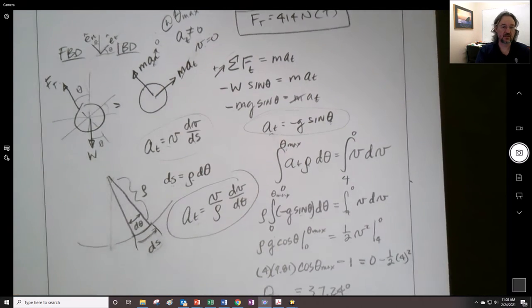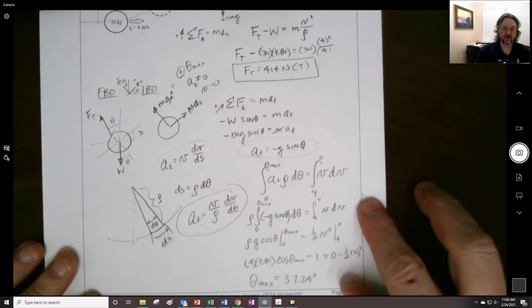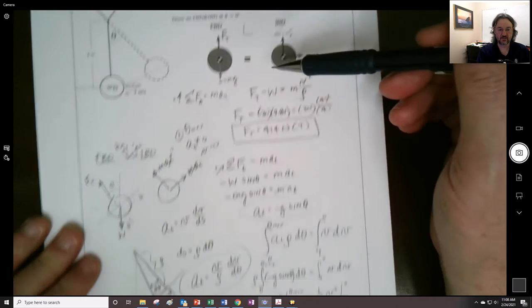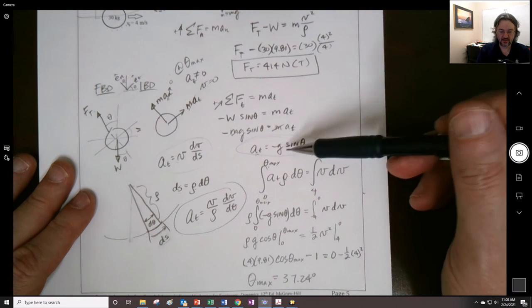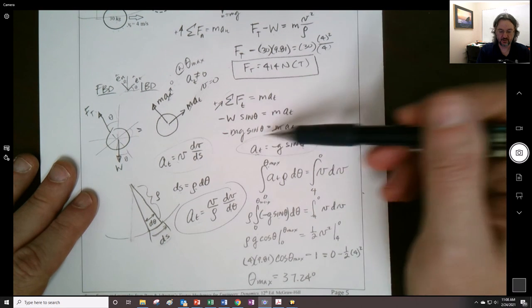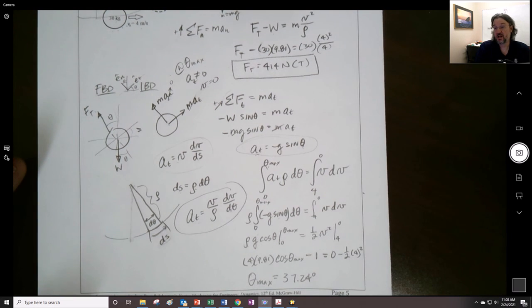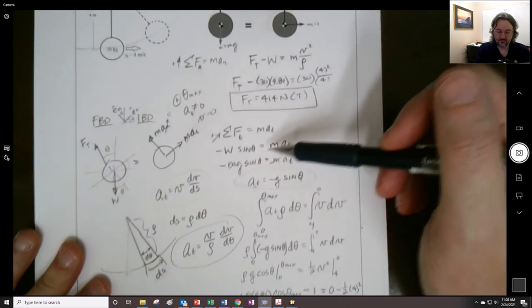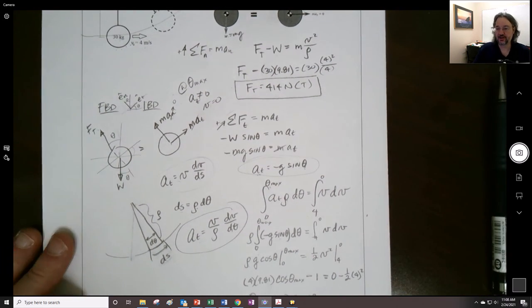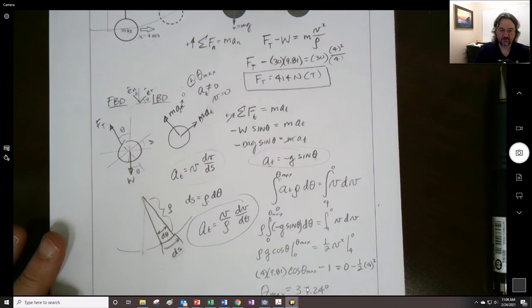But this is using path coordinates to solve the seemingly easy problem of getting this maximum angle. It's also using the kinematics as part of this, and you could see that the kinematic relationship that we normally would just be given in kinematics, where acceleration is a function of theta, well, where did it come from? It came from using the path coordinates in a kinetics problem. So hopefully that isn't too confusing, but it's a little confusing. It's useful though.